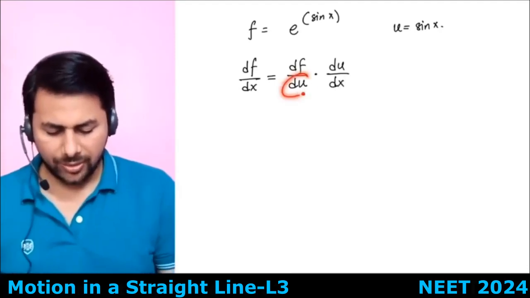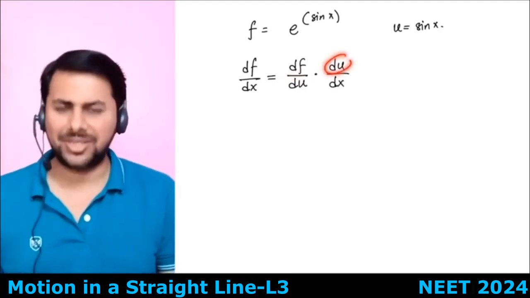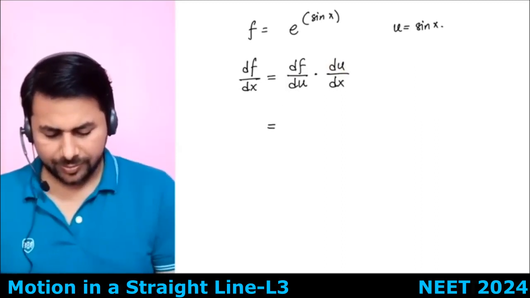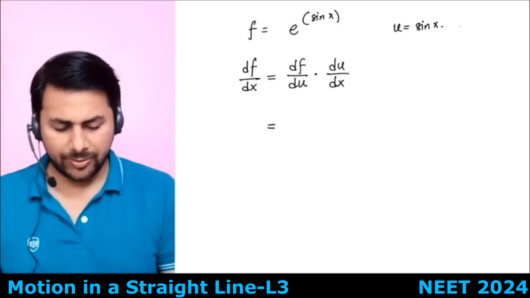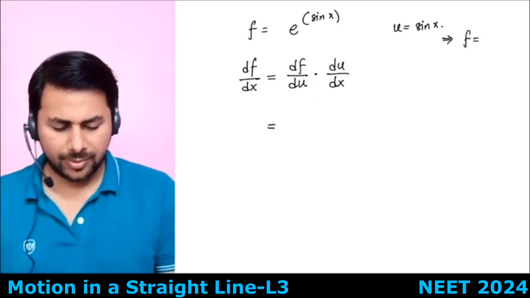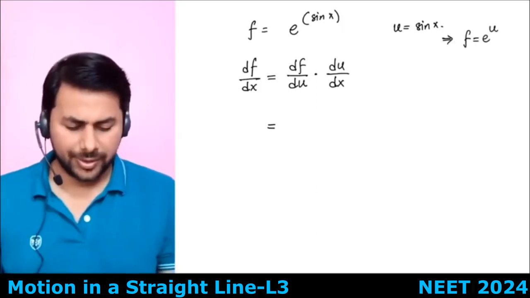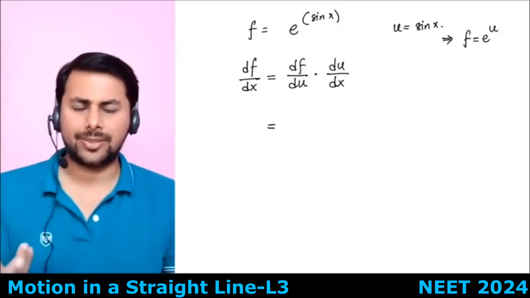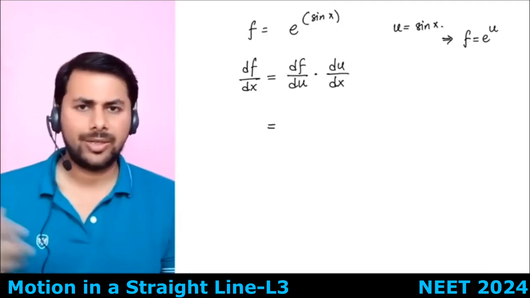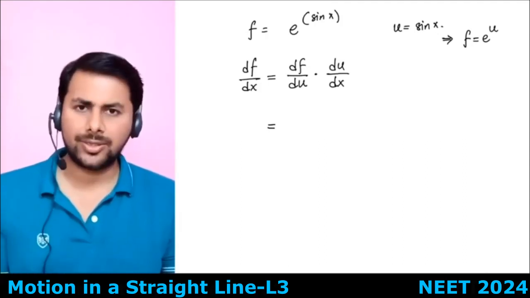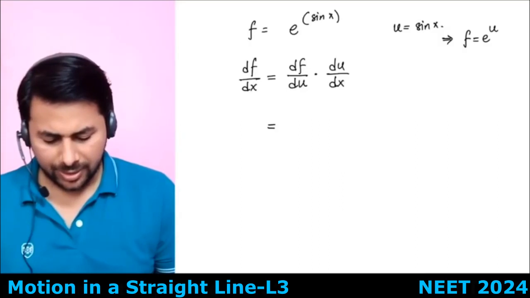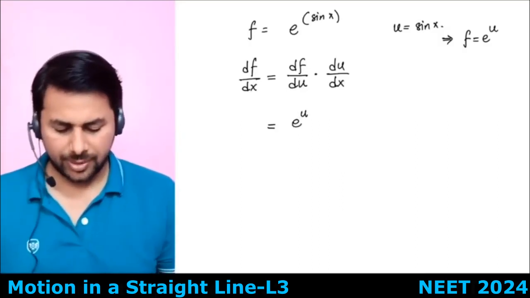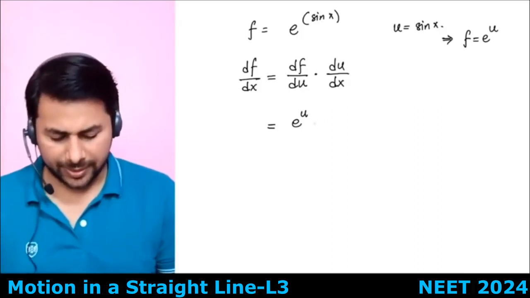This is just like multiplying and dividing by du. So what is df by du? Your f is equal to e raised to u. If you have e raised to x, the derivative with respect to x will be e raised to x only. You have e raised to u, its derivative will be e raised to u only, that is e raised to sine x.